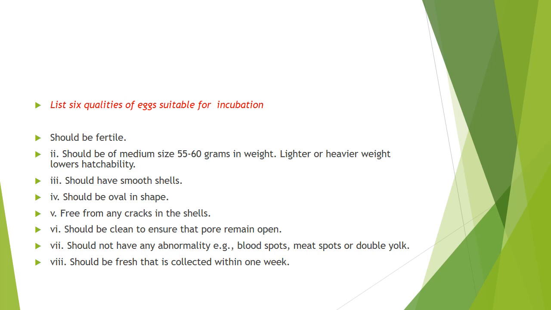Number 4, it should be oval in shape. The egg is oval in shape, but something unique with an egg is that the two ends are not equal, because one end is larger than the other. The larger end contains the air space, while the smaller end doesn't have the air space. Number 5, it should be free from any cracks in the shell. So a good egg to be incubated should be free from cracks.